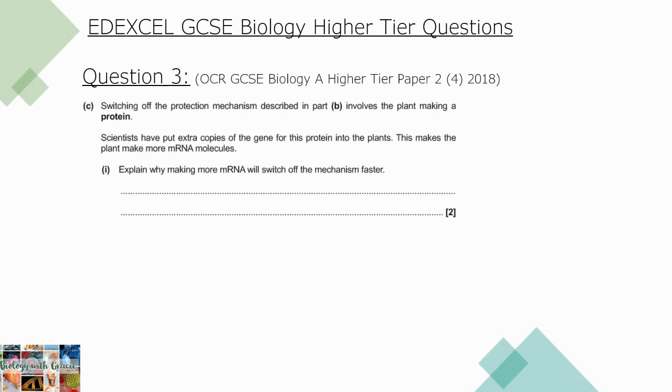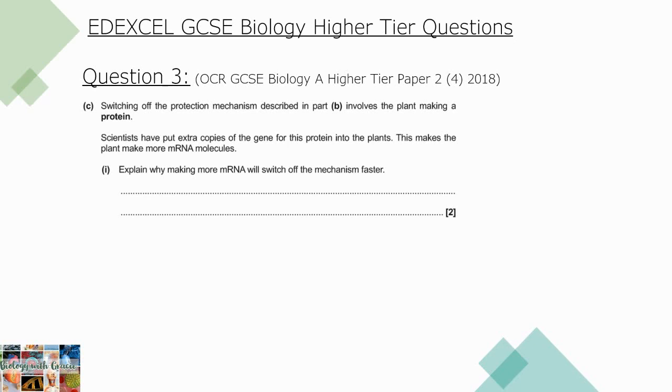Question 3, which is from OCR GCSE Biology A Higher Tier Paper 2, also referred to as Paper 4, from 2018. So our question is, switching off the protection mechanism involves the plant making a protein, described in Part B. If you do want to have a read of Part B, that is over on my website in the question pack section for Edexcel GCSE. However, I know that it says it in this question, but you don't really need to know about what it says in Part B to actually answer the question.